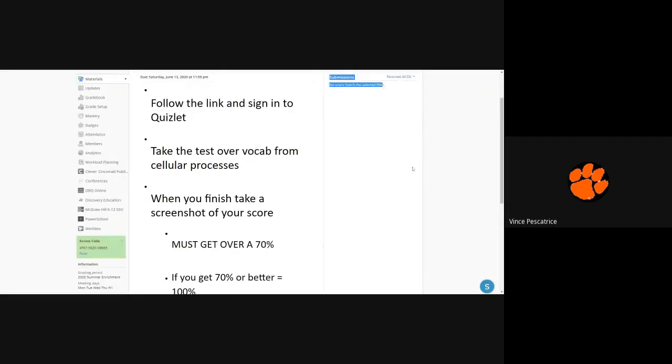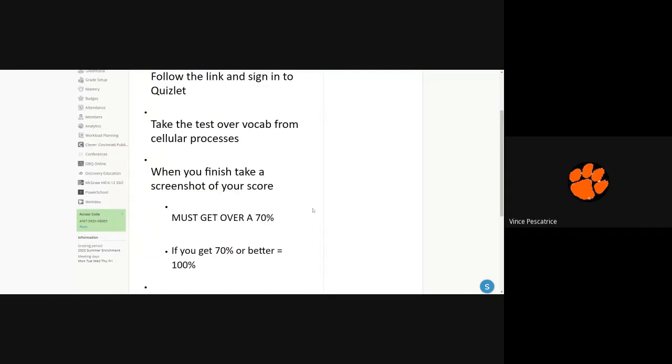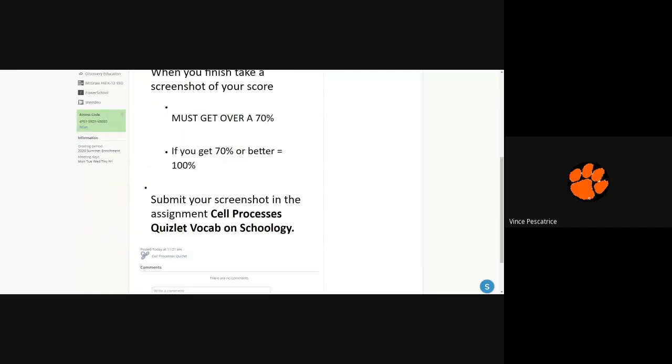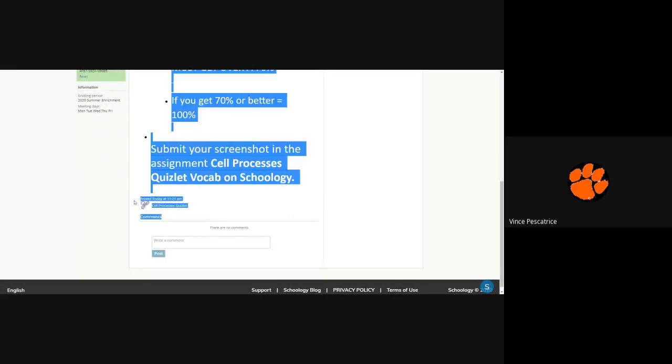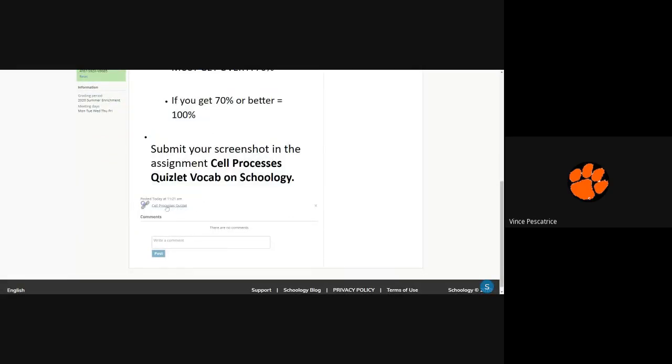I can't submit anything because I created it, but you should have a button that says make a submission up here in the corner. When you do that, you can attach a file, which can be a picture file. As long as you take a screenshot and attach it here, I can see that you scored over 70%, and that's where your grade will come from. If you get 70% or better, you'll get 100%. Remember, it's submitting a screenshot. This is the link you're following right here, this Quizlet link. It should take you to something that looks like this.